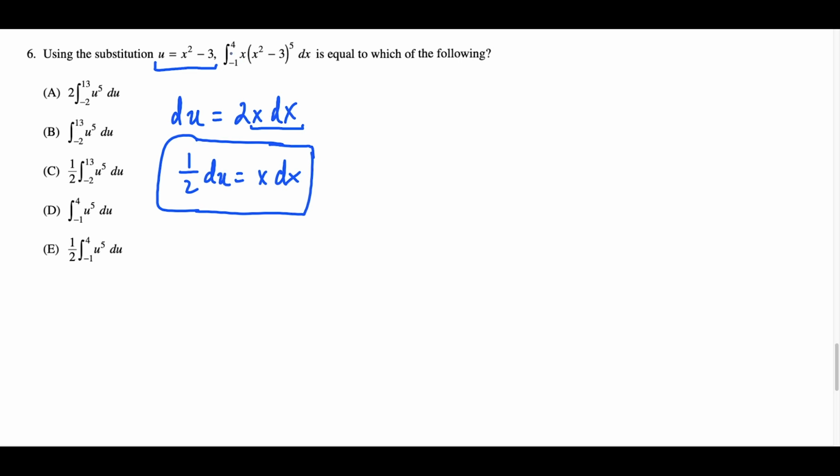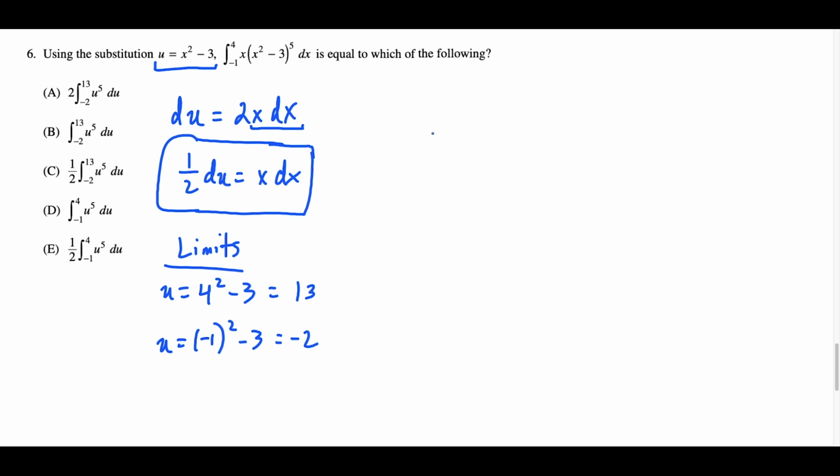The next thing we have to be able to replace are the limits. Since the integral is going in terms of u, we have to write our limits in terms of u. So we take our old upper limit, x equals 4, and we're plugging x equals 4 into this equation for u. So when we plug in 4, we have 4 squared minus 3, and 16 minus 3 is equal to 13. So that's our new upper limit. Our new lower limit, we plug x equals negative 1 into this equation for u, and we've got negative 1 squared minus 3, and 1 minus 3 is equal to negative 2.